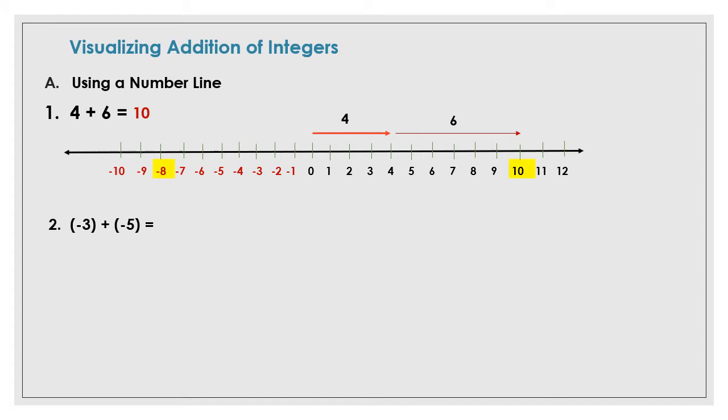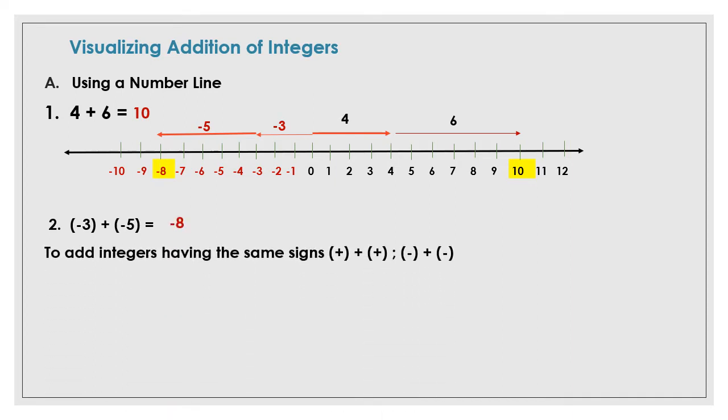Next, we have negative 3 plus negative 5. So, using the number line, from 0, punta tayo ng 3 units pakaliwa. Then, from negative 3, we have plus negative 5. So, 5 units to the left. Okay? So, narating natin ang negative 8. Therefore, negative 3 plus negative 5 is negative 8.